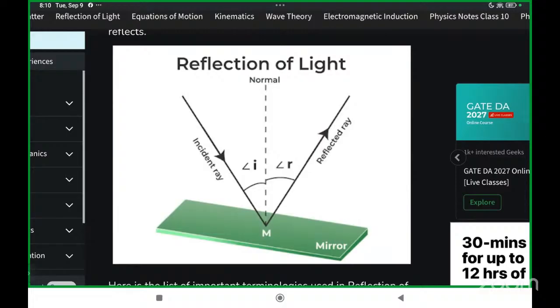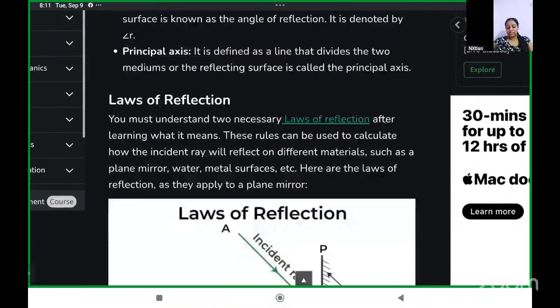The mirror is also referred to as the medium. Ma'am, I drew the thing, ma'am. My angles are not accurate. Can I draw it again? Your angles are not accurate. You can draw it later on again. Okay. I'll share this diagram also with you.